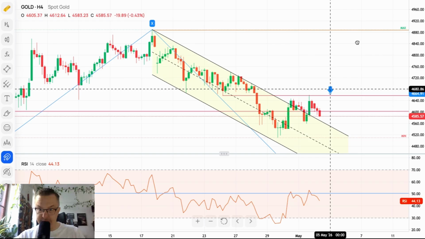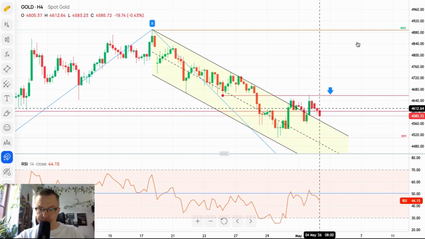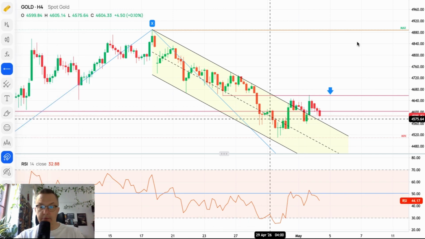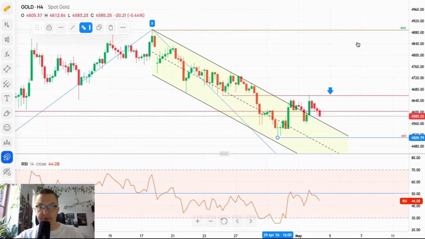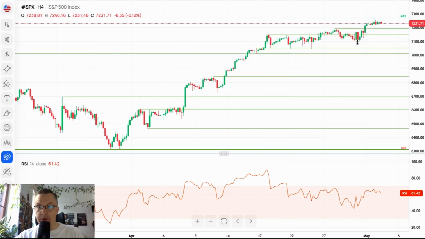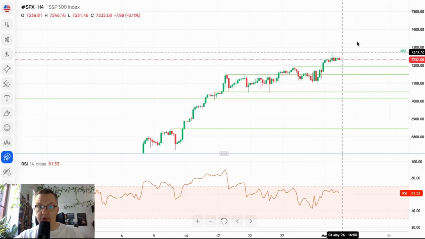At least in the short term, this is the key technical level, and we might see sooner or later this level to play a role in the further market movements. The technical support is 4,509, and we will mark it here. S&P 500 opens the May at the new all-time high. I think it's somewhere here to 7,246.